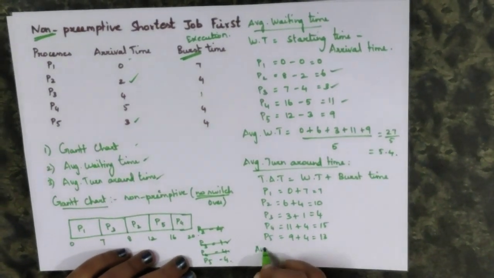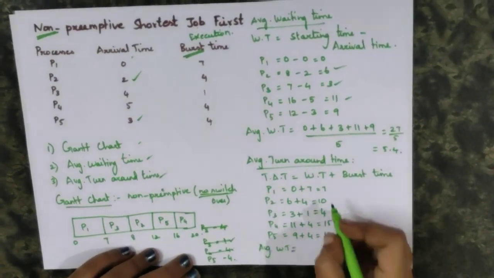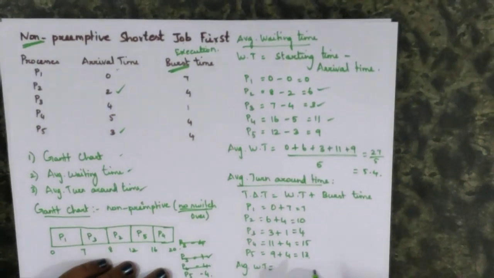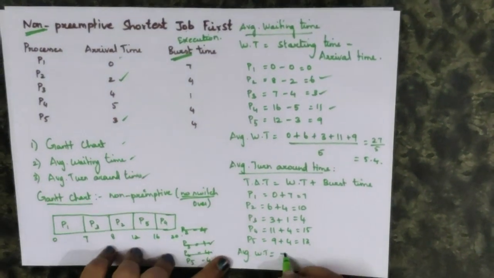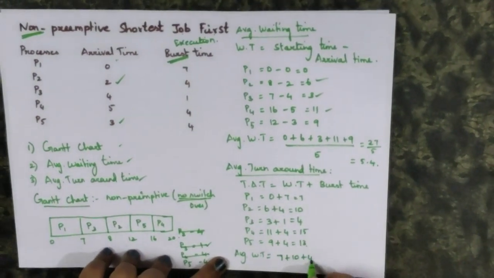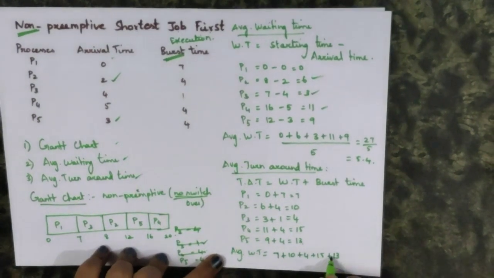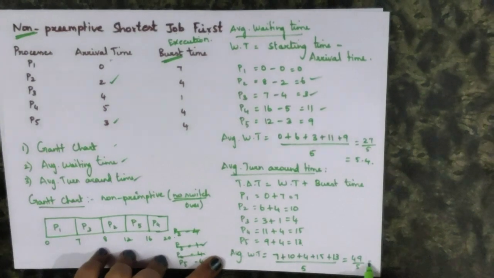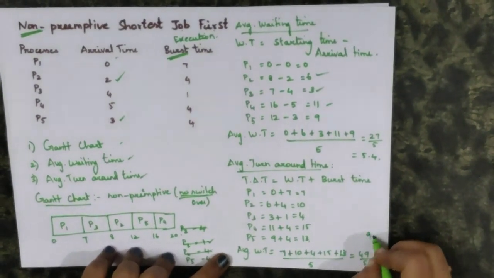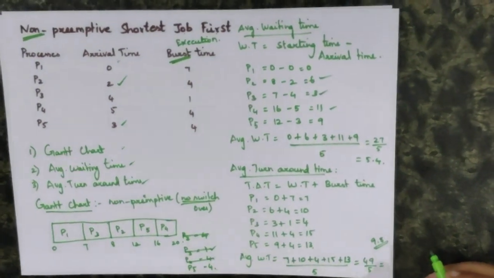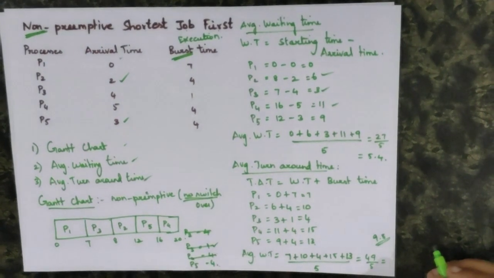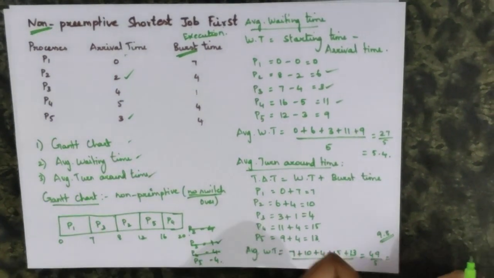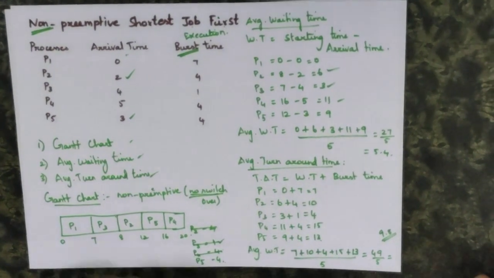Next we have to find the average turnaround time. Again we sum all the process turnaround times divided by the total number of processes, that is 7 plus 10 plus 4 plus 15 plus 13 divided by 5, that is 49 divided by 5. The answer is 9.8. So next we are going to recall the concept of non-preemptive scheduling.